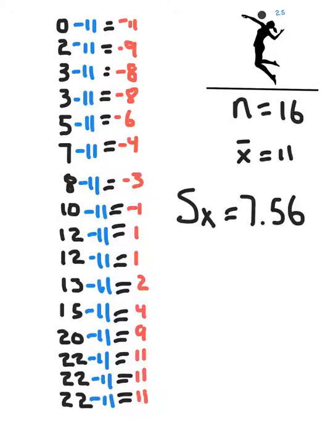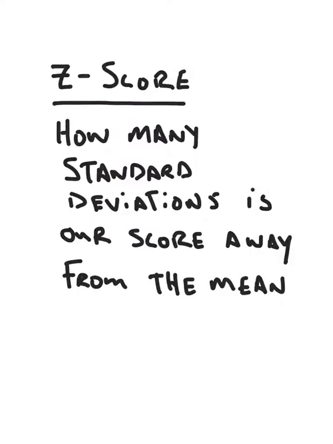Okay, so now let's talk about z-score a little bit. So remember, I'm going to say this one more time. Standard deviation is how far we deviate, how far we differ from the average. Okay, and we tend to differ about 7.5 spikes from 11 on average. I know that might be a little bit confusing, but just keep working at it. Here we go. Let's talk about a z-score.